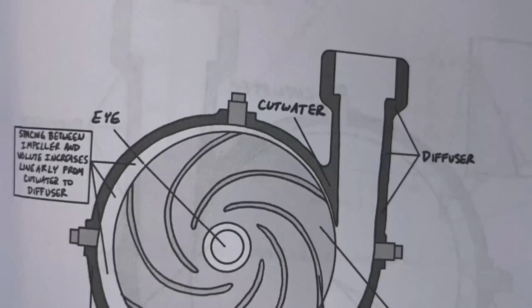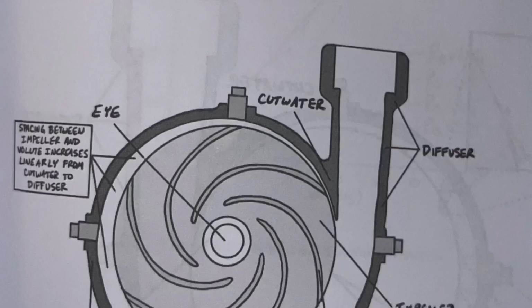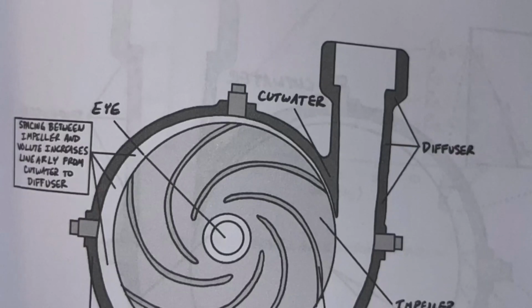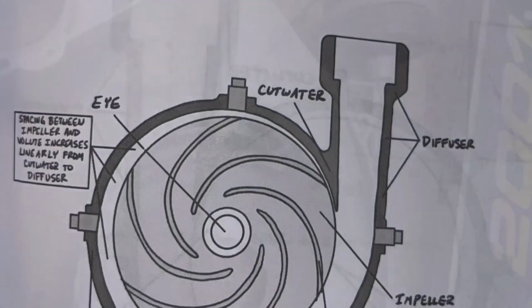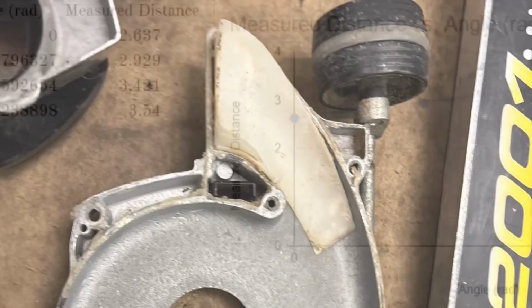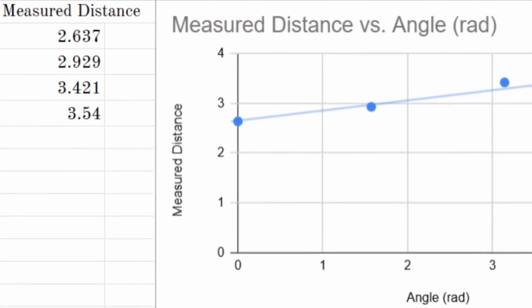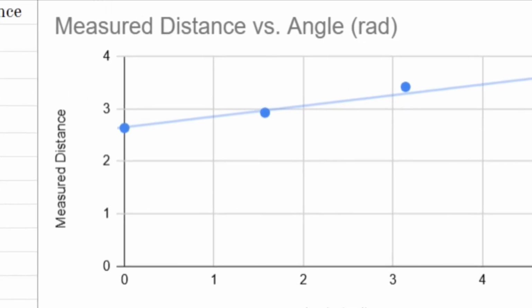Section 9.6 talks about the ideal design of a centrifugal pump and states that the ideal design consists of an Archimedean spiral. An Archimedean spiral has the spacing between the impeller and the diffuser increase linearly as a function of angle. We can see in this image of the centrifugal pump that it matches an Archimedean spiral, and plotting the distance as a function of angle, there's a clear linear trend showing that this was designed as an Archimedean spiral.